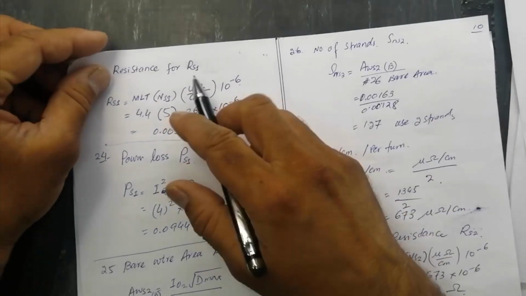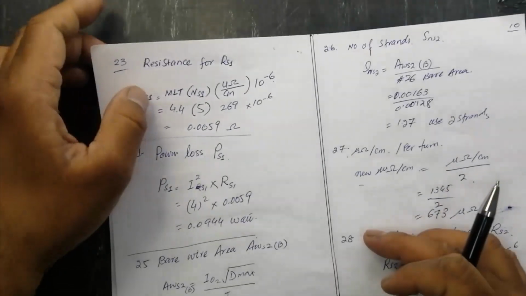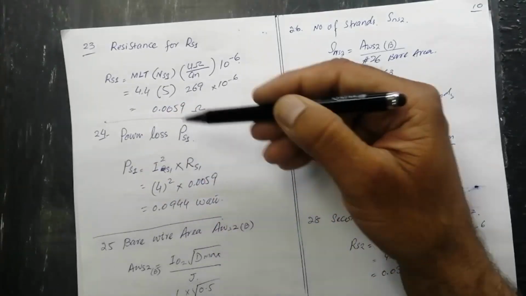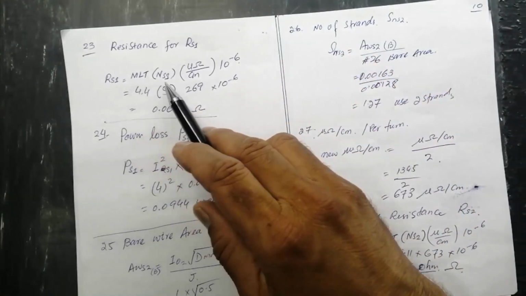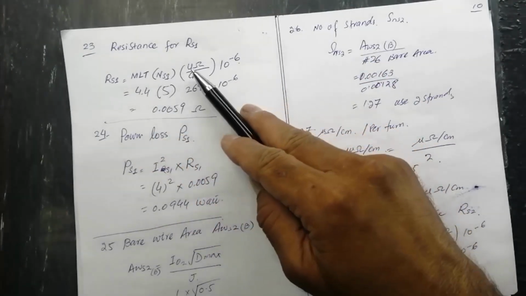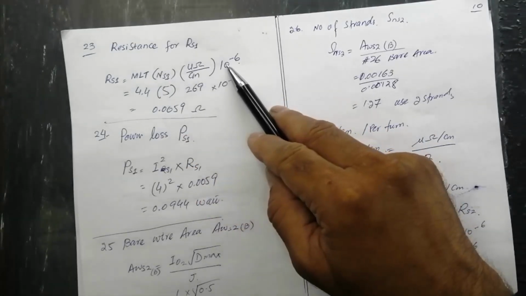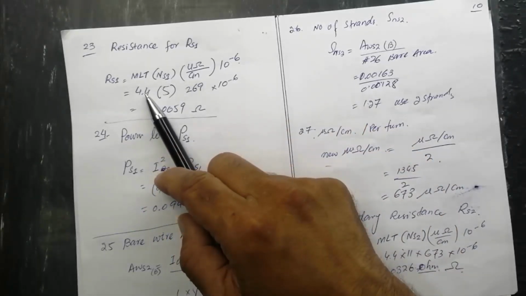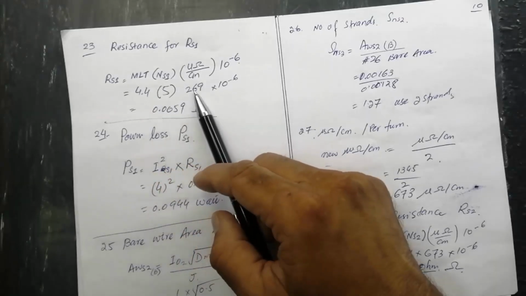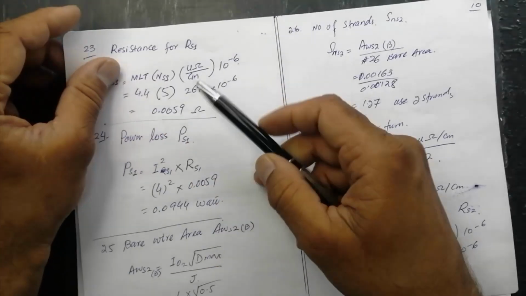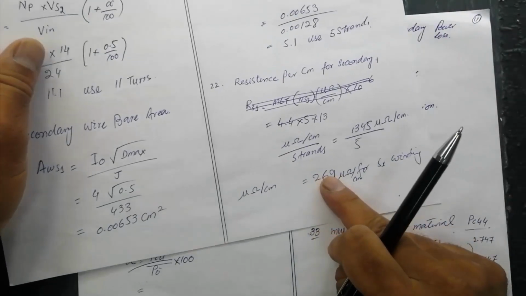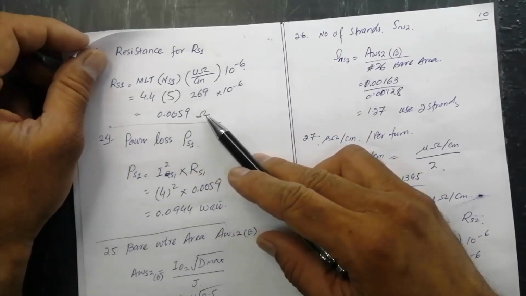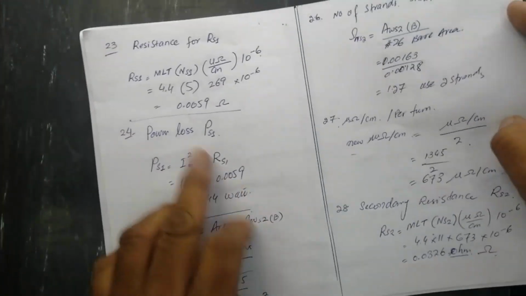of every centimeter in the S1 winding. So total resistance for RS1, number 1 winding in the secondary, is MLT into NS1. MLT is mean length turn, average turn length. NS is number of turns in secondary, times micro ohm per centimeter, multiplied by 10 raised to power minus 6 to convert into ohm. 4.4 is the average ratio in the core data. Number of turns 5, 269 we calculated now. This value 269 will be added here. It is 0.0059 ohm.